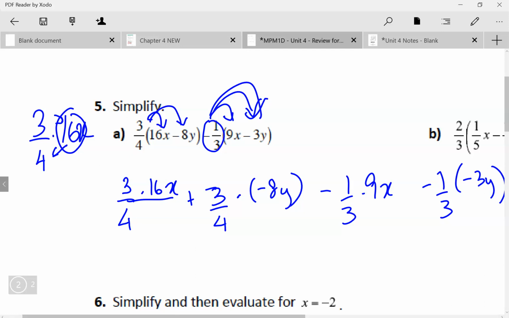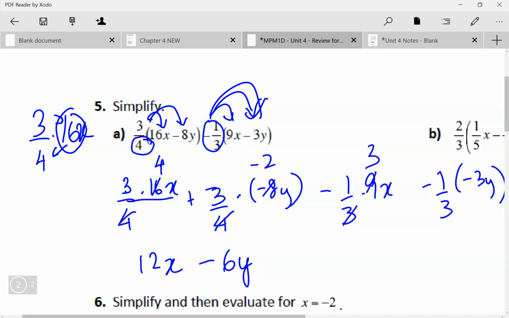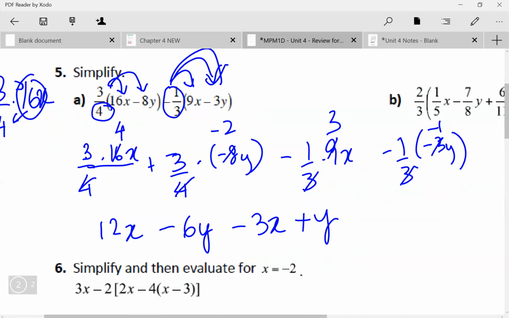If something's not in a fraction, it's automatically assumed to be in the numerator. The only thing that's in the denominator here is 4, so I can cross cancel that with the 16. 3 times 4 is 12x minus 6y minus 3x plus y. So hopefully we'll see how I did that.